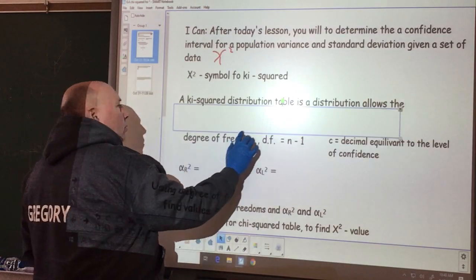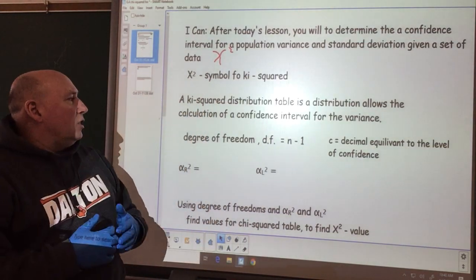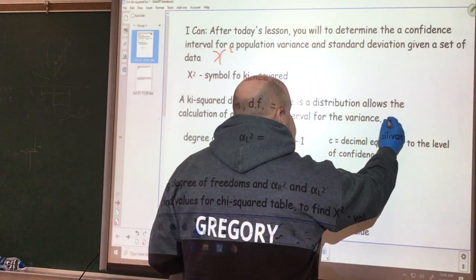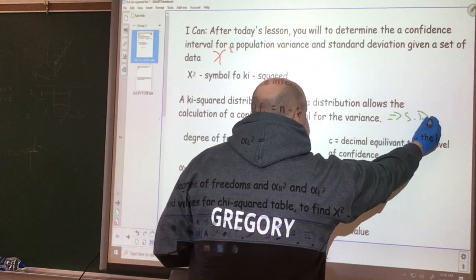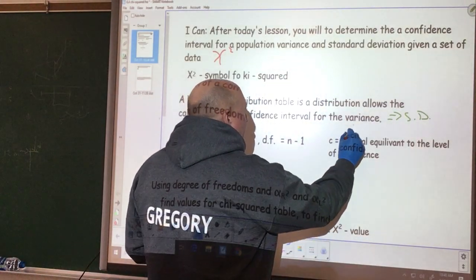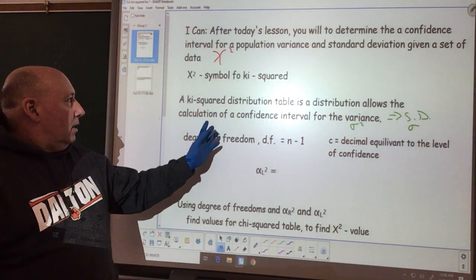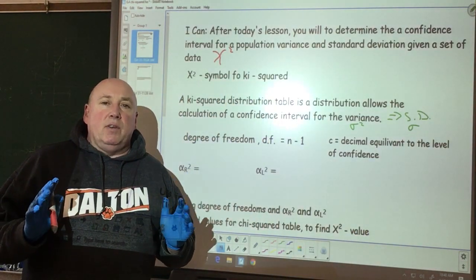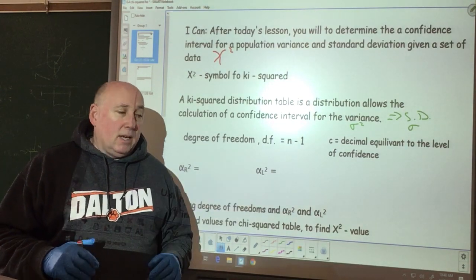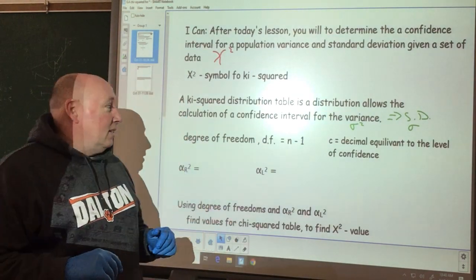Chi-squared distribution table will allow us to do calculations for confidence interval for the variance, and that will give us standard deviation. So we'll be dealing with the population variance and the population standard deviation. And once again, we're just dealing with a confidence interval here. And if I'm going too fast, once again, just hit your pause button and get yourself back up. I promise I won't continue to talk as we go through this.